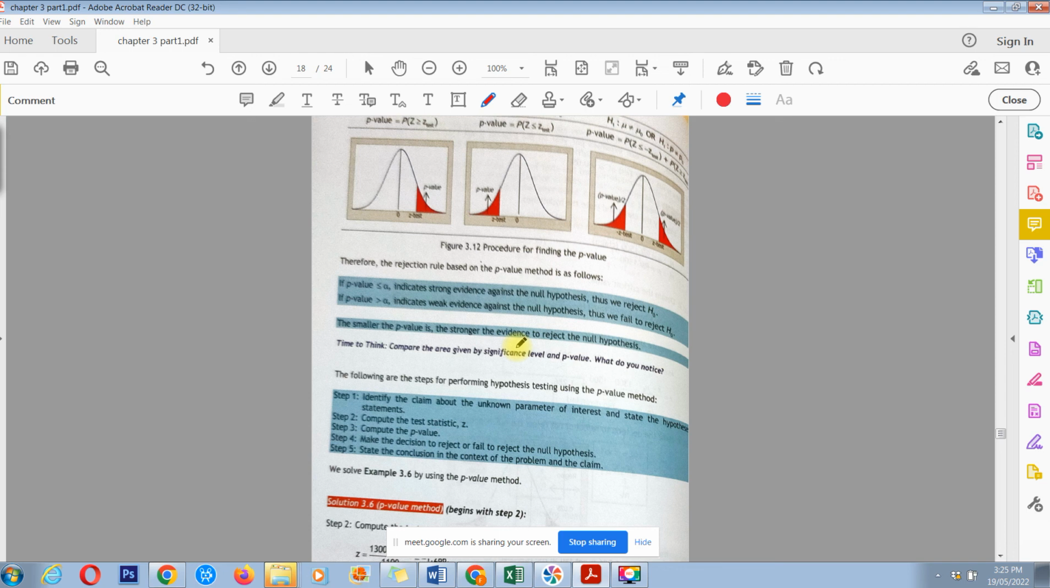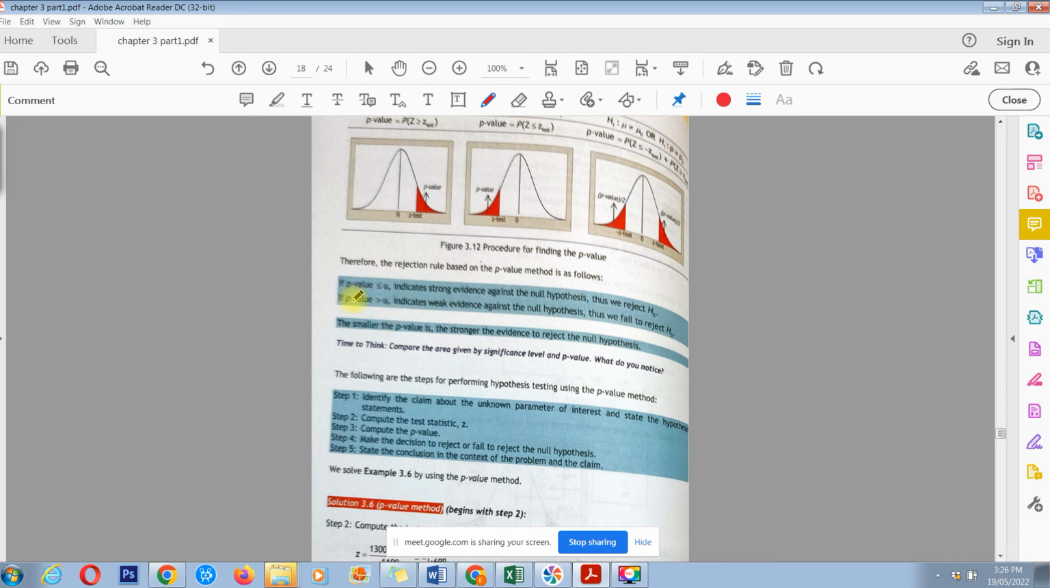So that's why, if you can see, it says that if the p-value is less than or equal to alpha, it indicates strong evidence against the null hypothesis. Thus, we reject H null. If the p-value is greater than alpha, it indicates weak evidence against the null hypothesis.